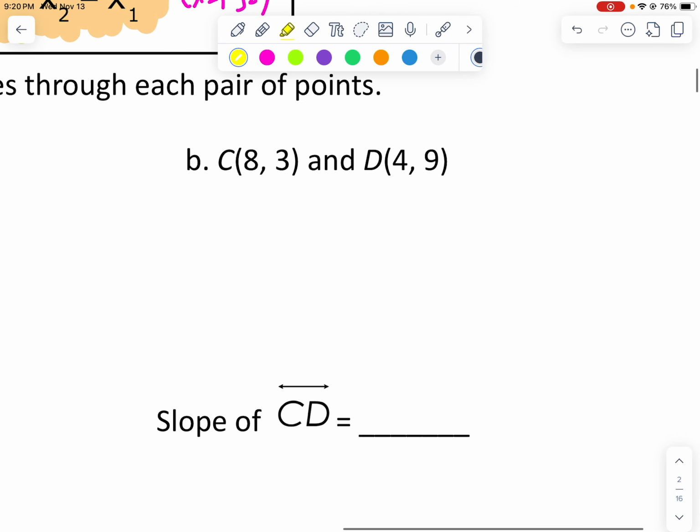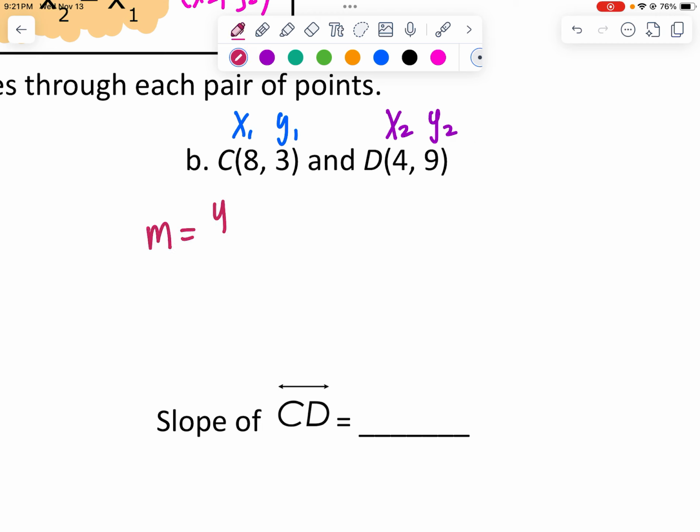Okay, same exact thing. This time we're dealing with points C and D. I'm going to label this as x1, y1, and this guy as x2, y2. And same exact process: I take my formula, m is equal to y2 minus y1 over x2 minus x1, and plug it in. I'm going to take my y2, in this case 9, subtract my y1, which is 3. I'm going to take my x2, which is 4, and subtract my x1, which is 8. And I can keep on solving.